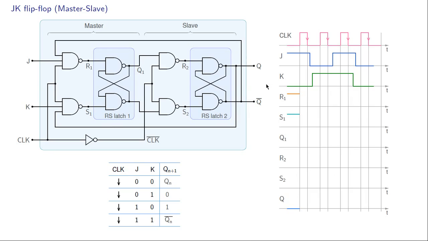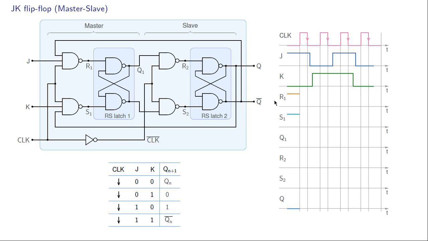Let us look at some waveforms now for the master-slave JK flip-flop, which we saw in the last slide. Here is our clock, and the active edge of the clock is indicated with this arrow here. In this case, that's a negative going edge, because our flip-flop is a negative edge triggered flip-flop. This is the J input, and that is the K input.